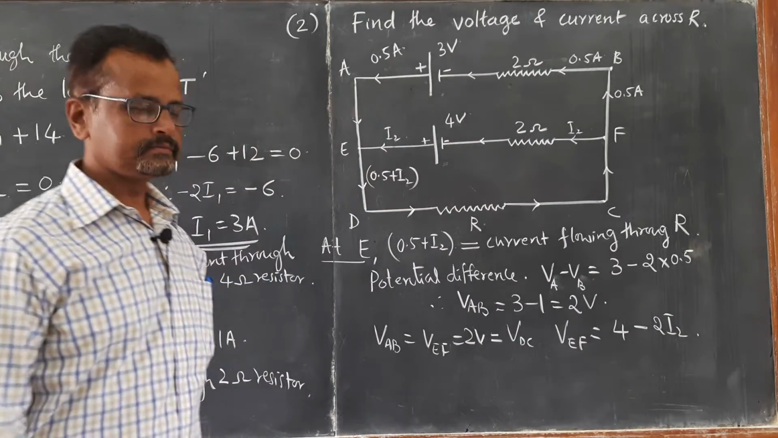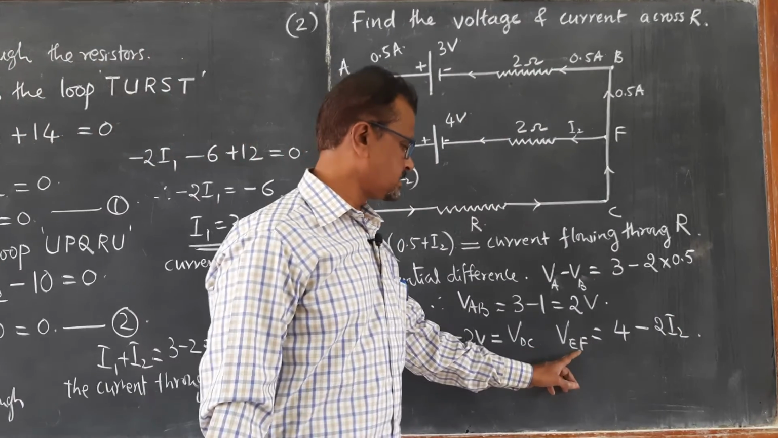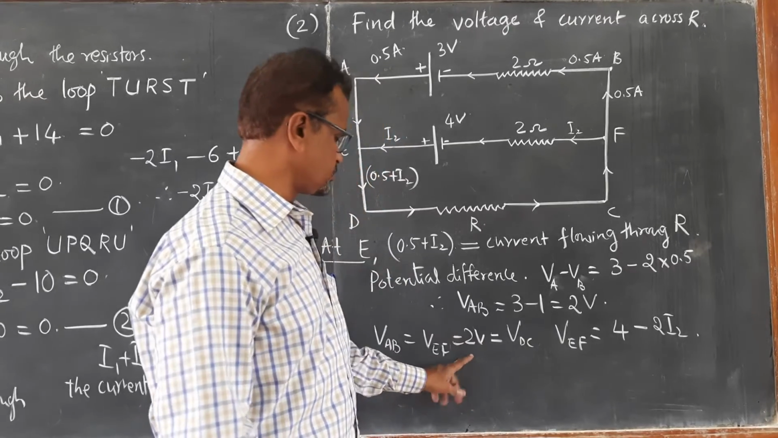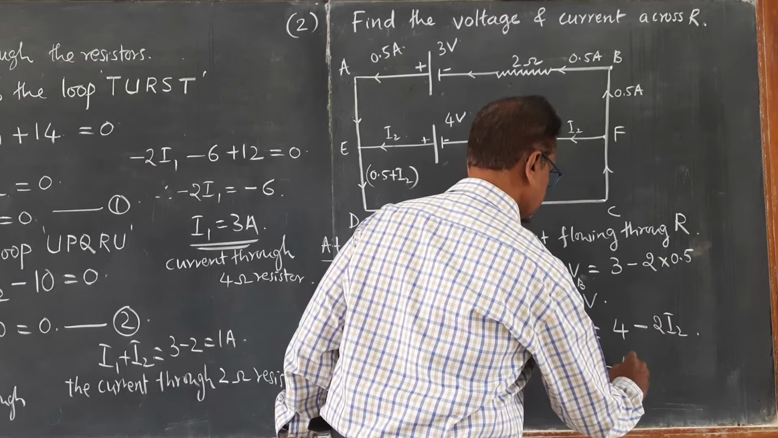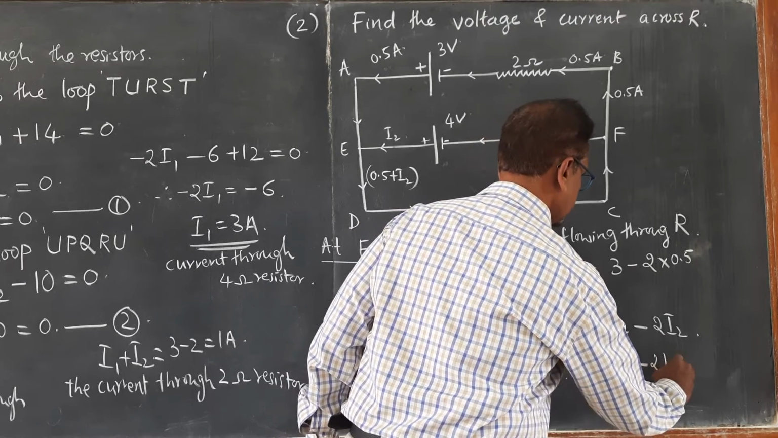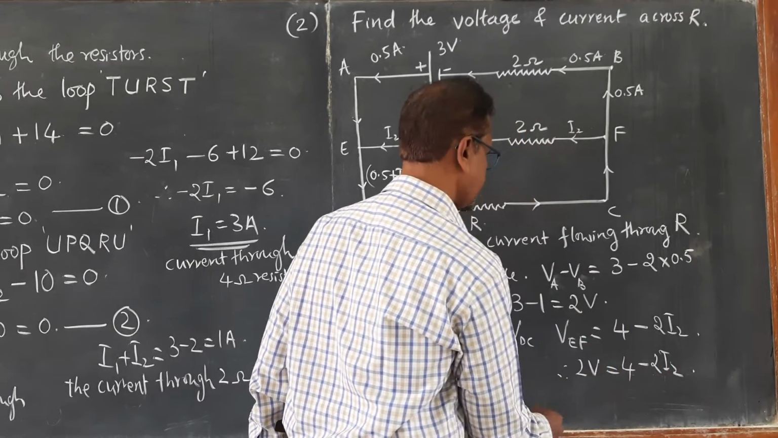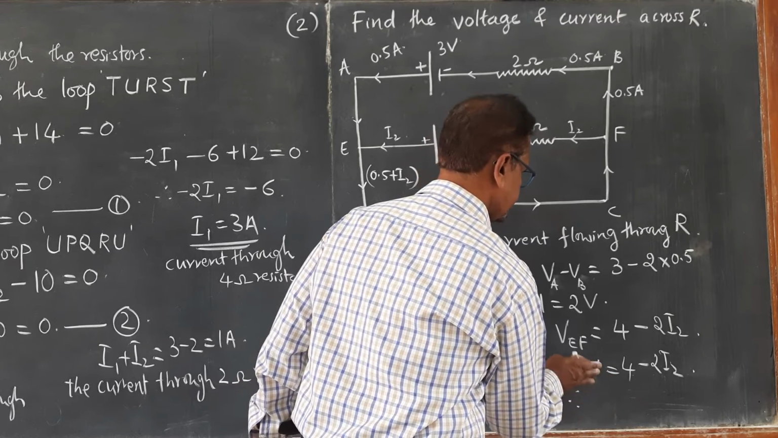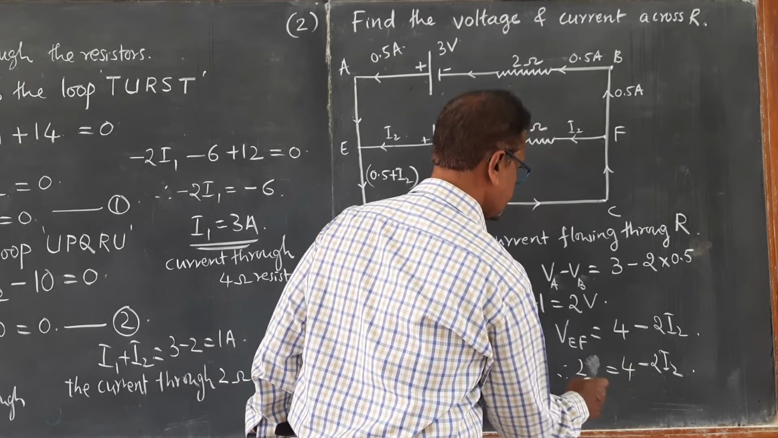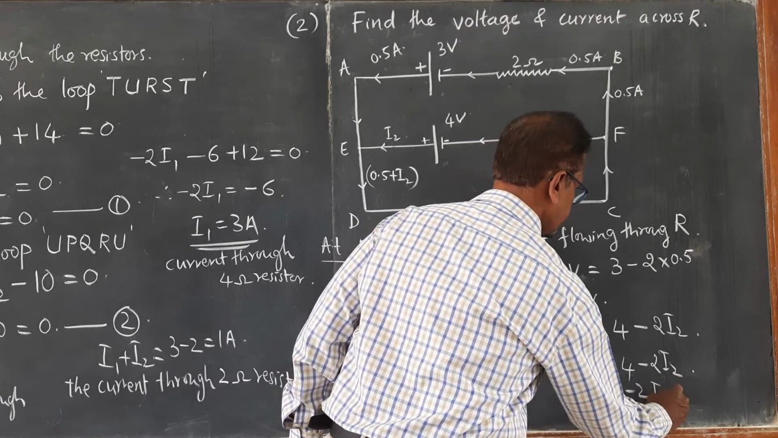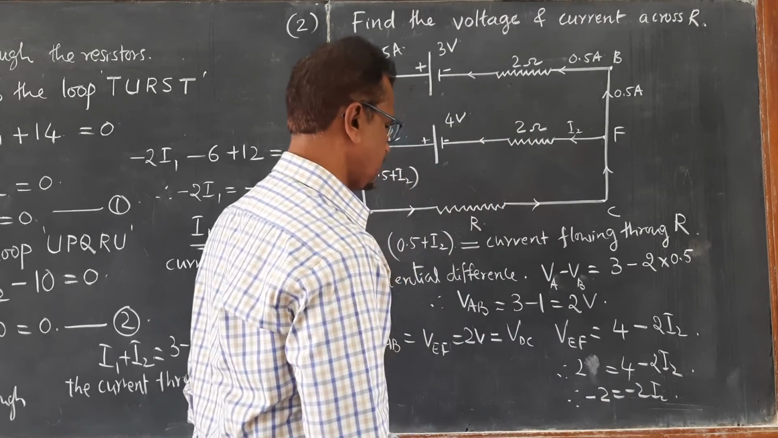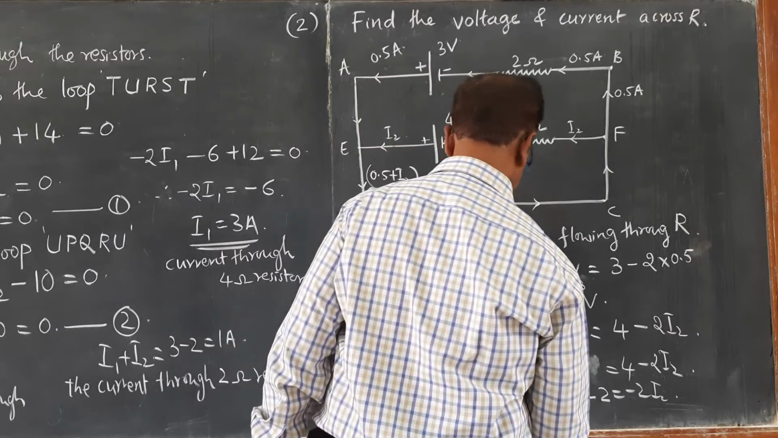But we know what is VEF. VEF is 2 volt. Therefore 2 volt is equal to 4 minus 2 I2. So take this 4 to this side, it becomes 4 minus 2, minus 2 equal to minus 2 I2. So this implies I2 is equal to 1 ampere.